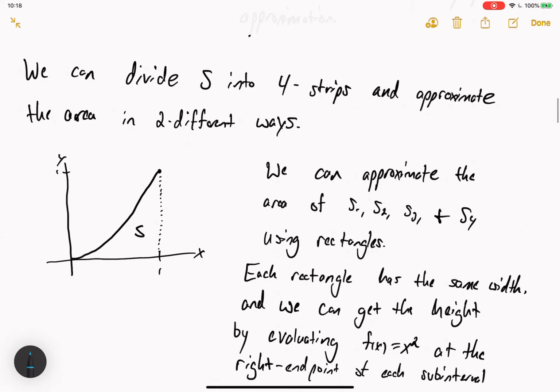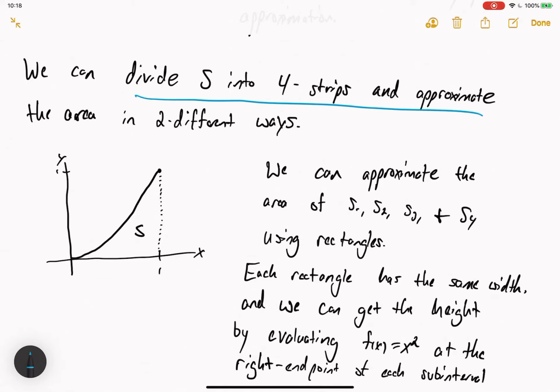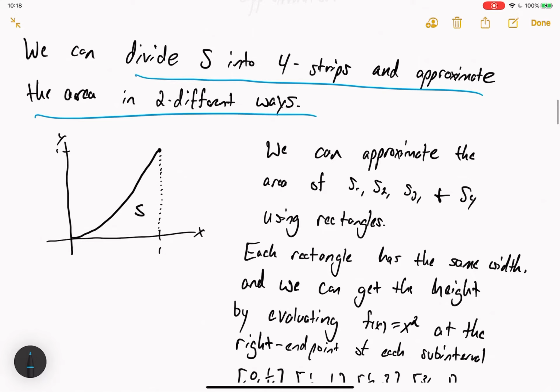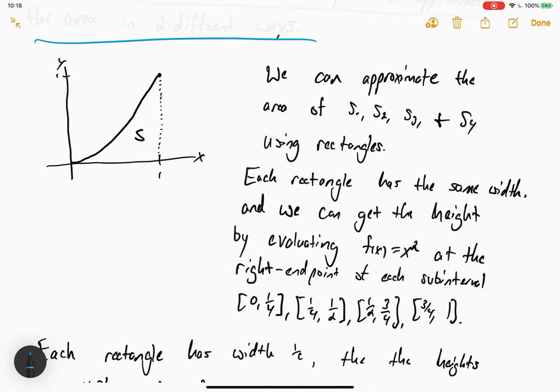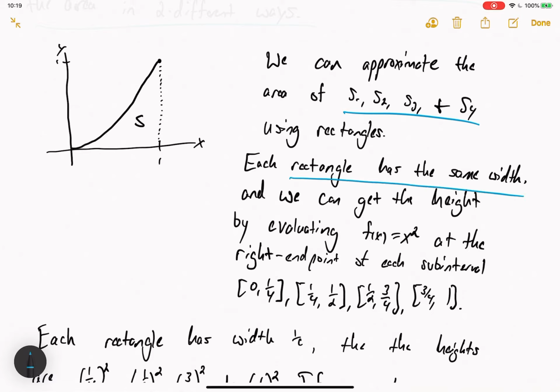So what we want to do is use the rectangles. We divide S into 4 strips, 4 rectangles, and we want to approximate the area in 2 different ways. One question was: how can we choose the heights of the rectangles? How do you know what size rectangles to make? So we're going to cut S into 4 different shapes, S1, S2, S3, S4, using rectangles with the same width. And we're going to get the height by evaluating f of x equal to x squared at the right endpoint of each subinterval.